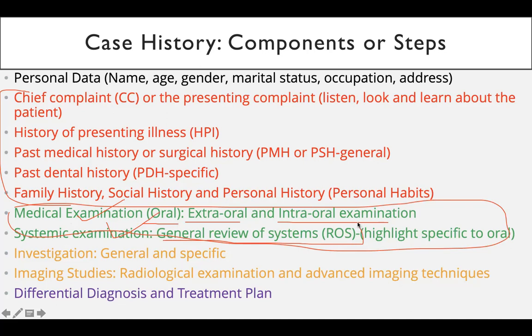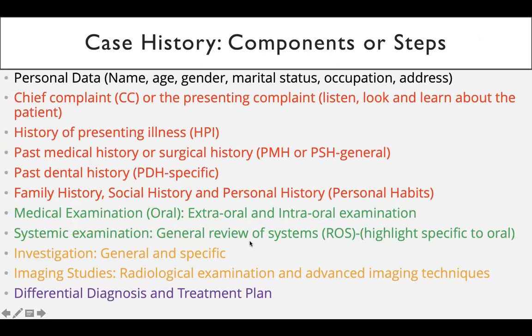These questions should be asked specific to the oral region, because we are dealing with a physician who is a dentist or an oral medicine physician. So when you're doing the review of systems in this department, you should ask questions specific to the teeth, the oral cavity, or the head and neck region. And then we go to investigations, which do not depend on your skill, but on the skill of the radiologist.